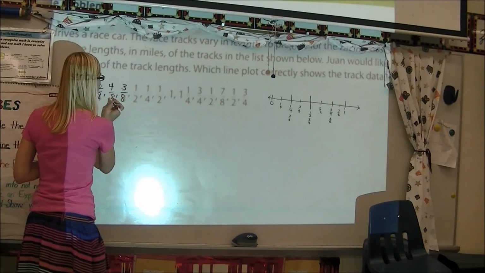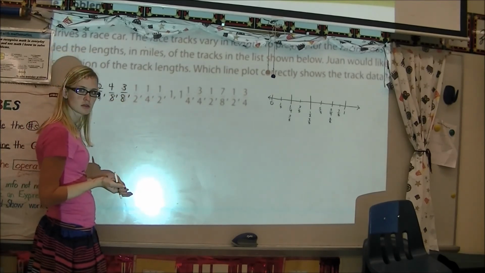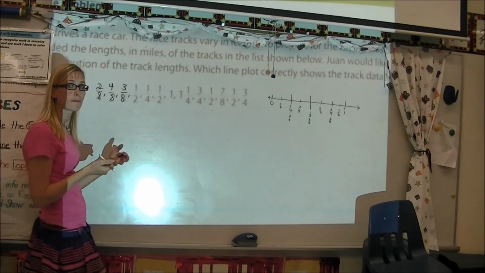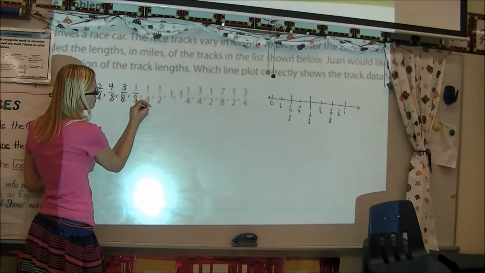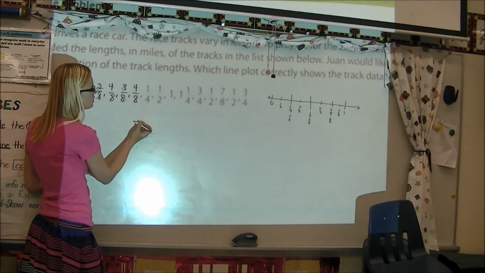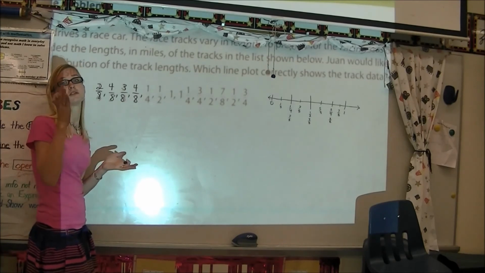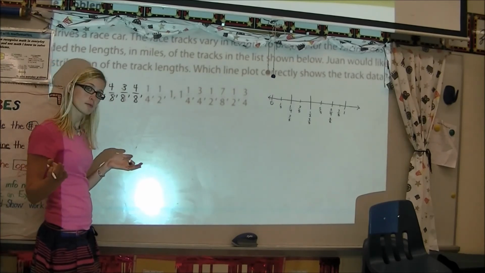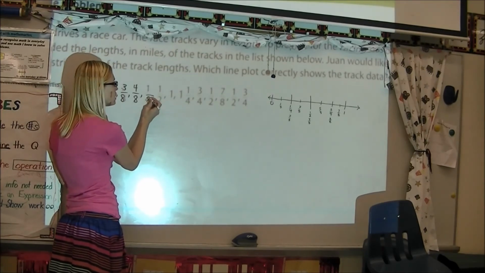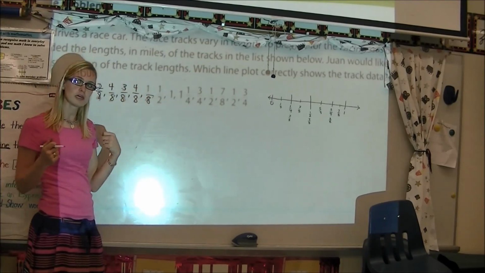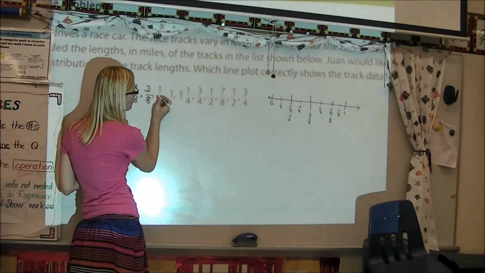1/2, what did I do to go from halves to 8s? I multiplied by 4. So I need to multiply that numerator by 4 as well. 1 times 4 is 4. This one is in fourths, and again I need to go from fourths to eighths. What did I do to go from 4 to 8? I multiplied by 2. And again, 1 times 2 is 2. So I'm just going through and I'm creating those equivalent fractions.